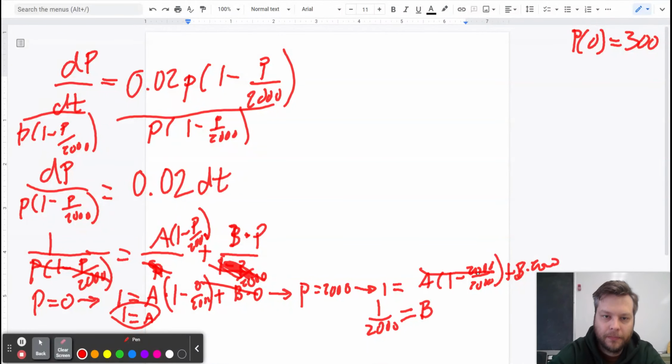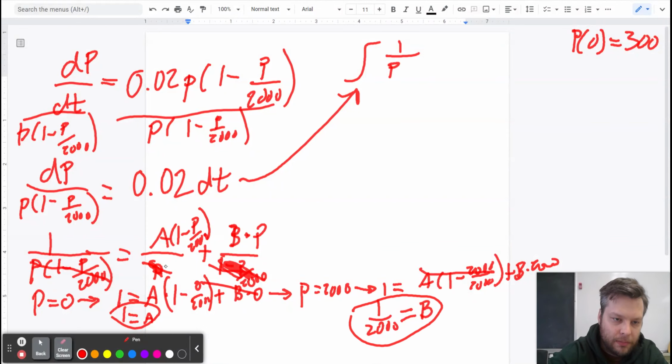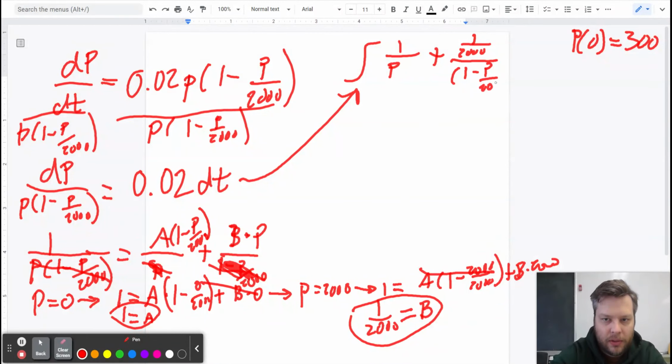So now I'm going to go back to my differential equation, and I can rewrite it as the sum of 1 over P, because the A value was 1, and A was the part that I put over P, and then plus 1 over 2,000 times (1 minus P over 2,000) dP equals dt. The integral, oops, I forgot my 0.02. I'll just put it over here, 0.02. Okay.